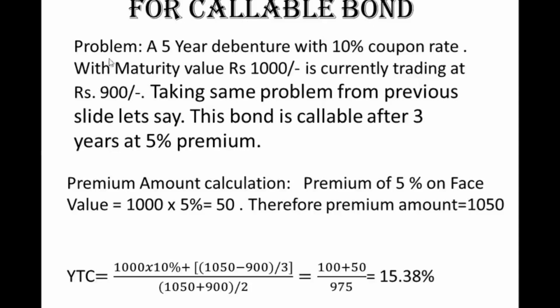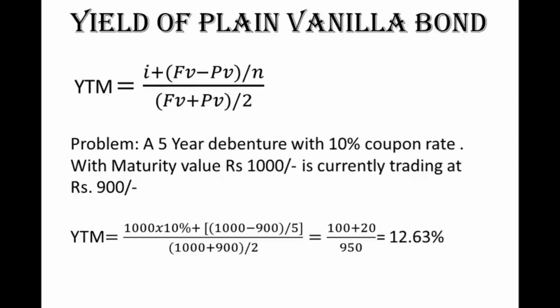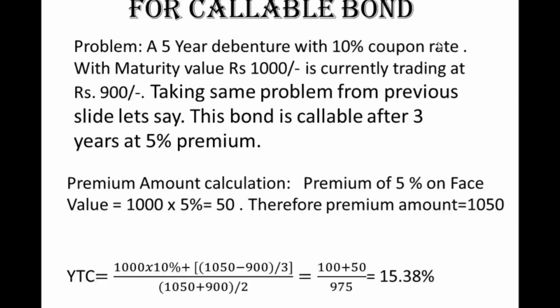Now, taking the same problem as before, a 5-year debenture with a 10% coupon rate with a maturity value of 1000 is currently trading at 900. But now suddenly the company has decided to call the bond after 3 years at a 5% premium. It was a 5-year bond, but now the company, within a span of 3 years, has decided to call it back.